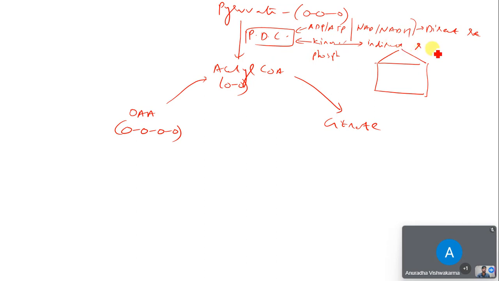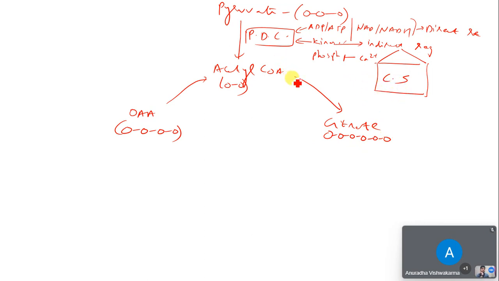What was the most important step in glycolysis? Fructose 6 phosphate to fructose 1,6 bisphosphate. Okay. This is indirect regulation. Now this is citrate synthase. Citrate is how many carbon compound? 6 carbon compound. Okay.